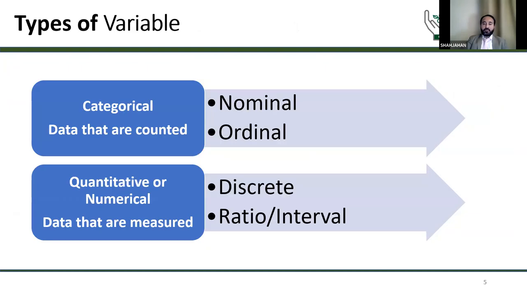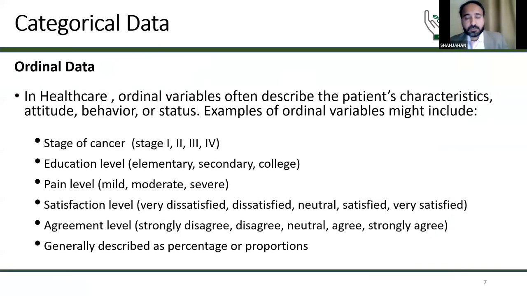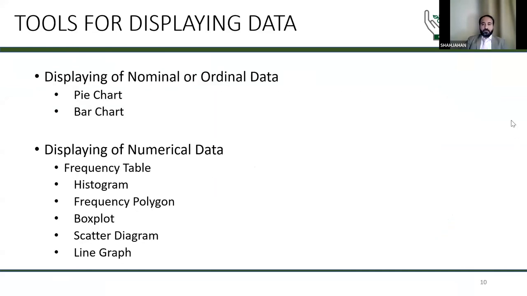But before starting these tools, I will just tell you about the types of variable. I think Dr. Raya already discussed it in the last lecture, so I will not go into detail. We have two types of variable, categorical data and quantitative data. I will just jump to the next slides. You already have an idea about this one. Okay, so we will start with the tools for displaying the data. Displaying of nominal or ordinal data.